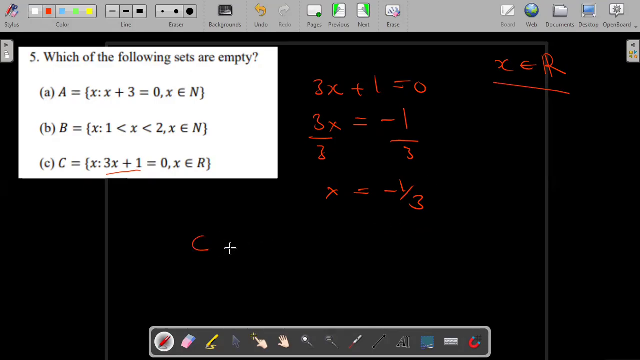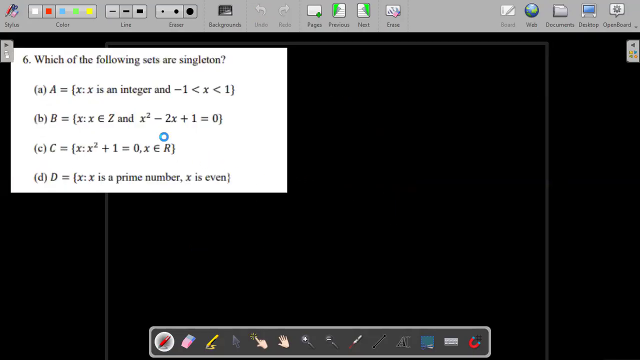Thus, the set C will not be equal to the empty set. So this set C is not empty. It has a value in it, which is -1/3. Okay, so this is how we solve question 5. Are there any questions as we move on to the next one? All right, so it's quiet, meaning everybody understands. So we move on to the next question, and we have question 6 here.